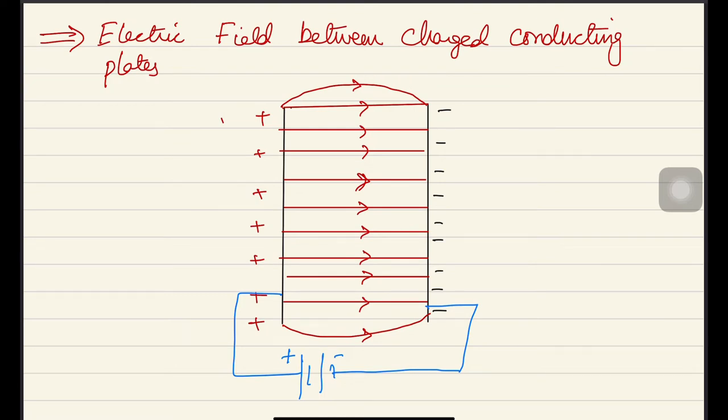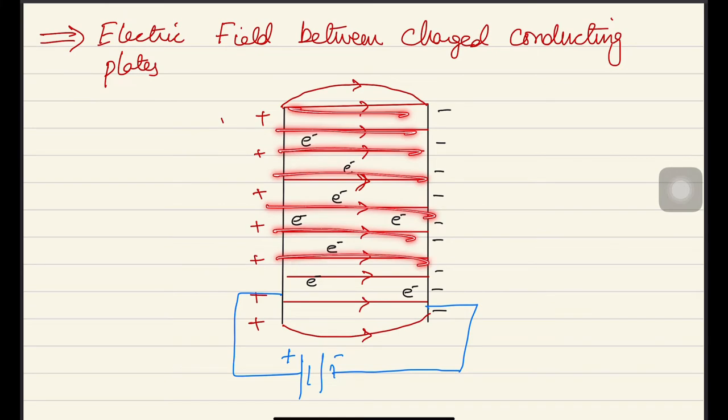For example, if I place an electron here, here, here, at random places, the electric force exerted on these electrons will be the same in all places. Why? Because these electric field lines are parallel straight lines at equal distances from each other. Since they are at uniform distances from each other, the electric force is constant. The force acting on the charge is constant. That's a very important point to keep in mind.